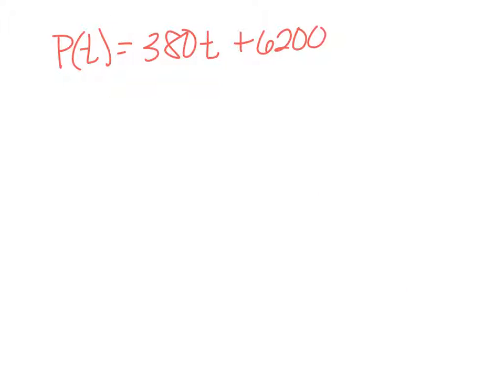So last question, part B, if I have the equation again, it is 380T plus 6,200. Part B says identify the year the population will reach 15,000. So I want to know when will the population be 15,000.